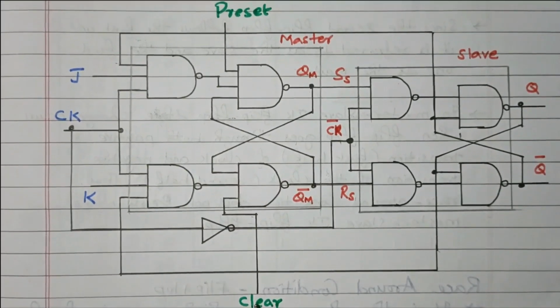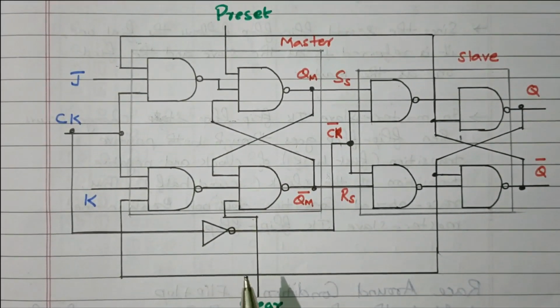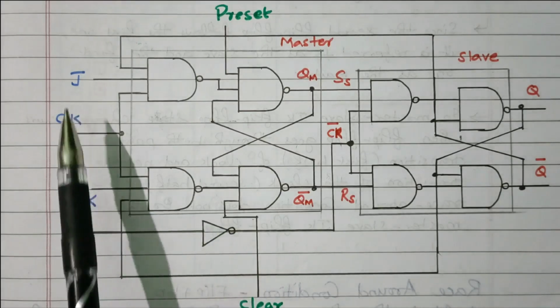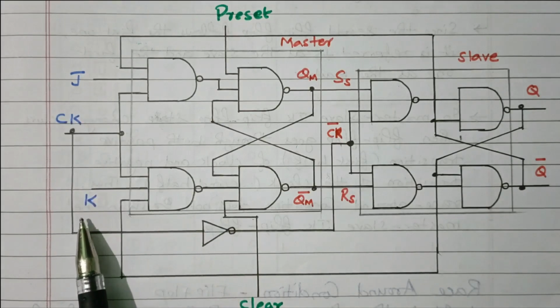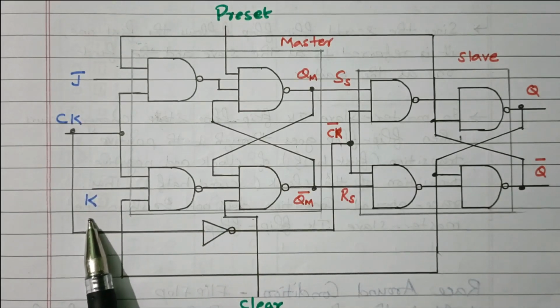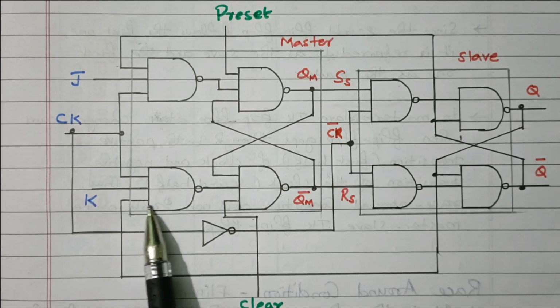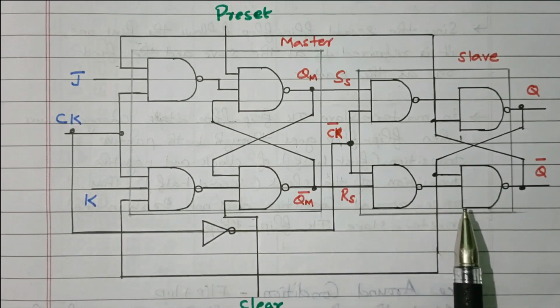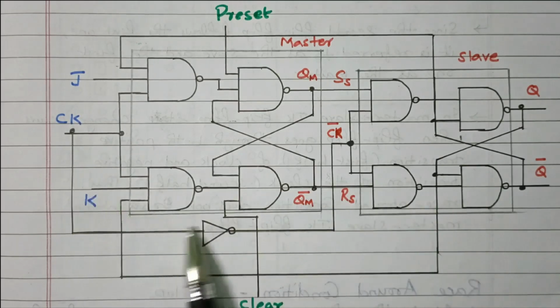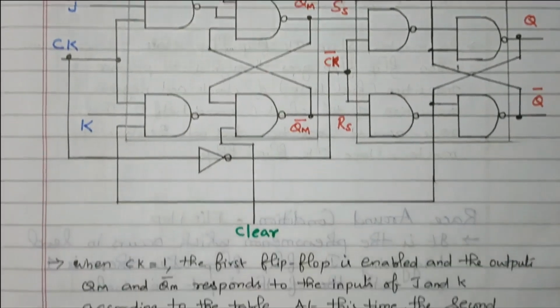The main objective of this master slave flip flop is that the race around condition can be eliminated. If both inputs are 1, J is 1 and K is also 1, the toggling will occur continuously. That can be avoided by connecting two flip flops in series with an inverted clock pulse. Now we'll see the description one by one.